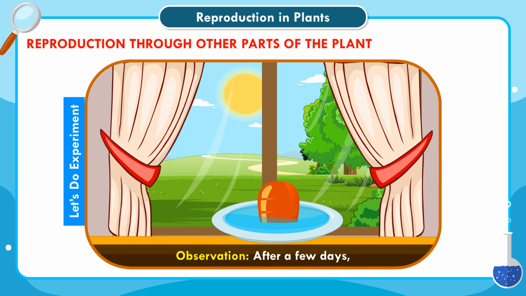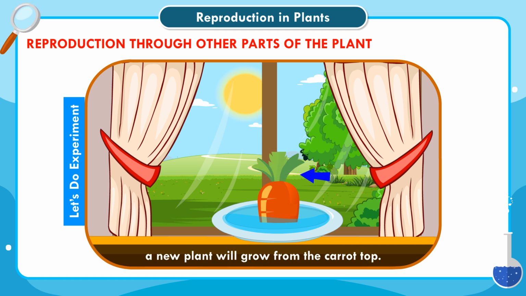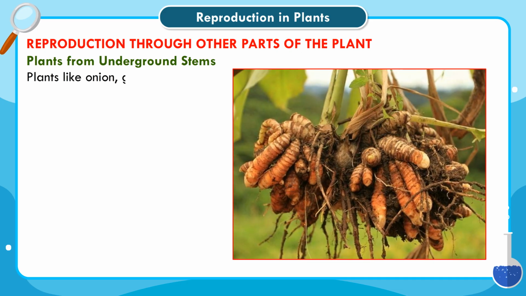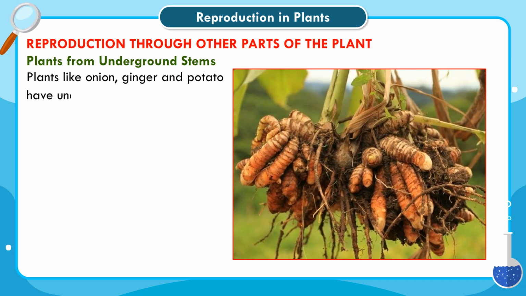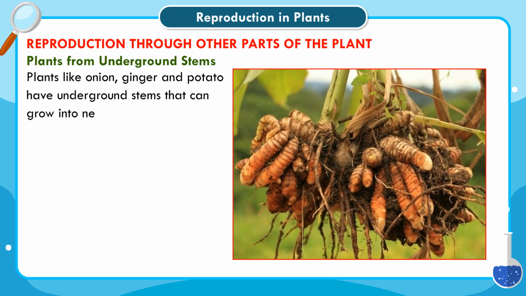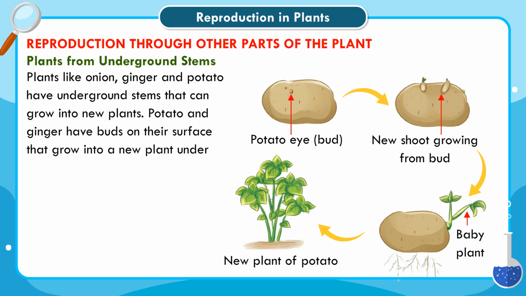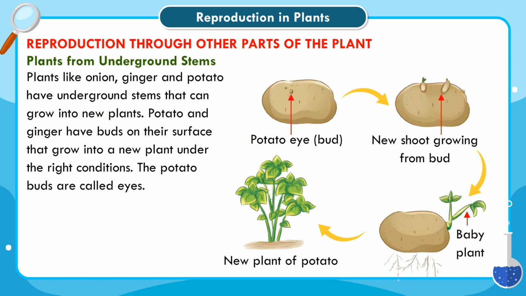Observation: after a few days, a new plant will grow from the carrot top. Conclusion: some plants, such as carrots, reproduce through their roots. Plants from underground stems. Plants like onion, ginger and potato have underground stems that can grow into new plants. Potato and ginger have buds on their surface that grow into a new plant under the right conditions. The potato buds are called eyes.